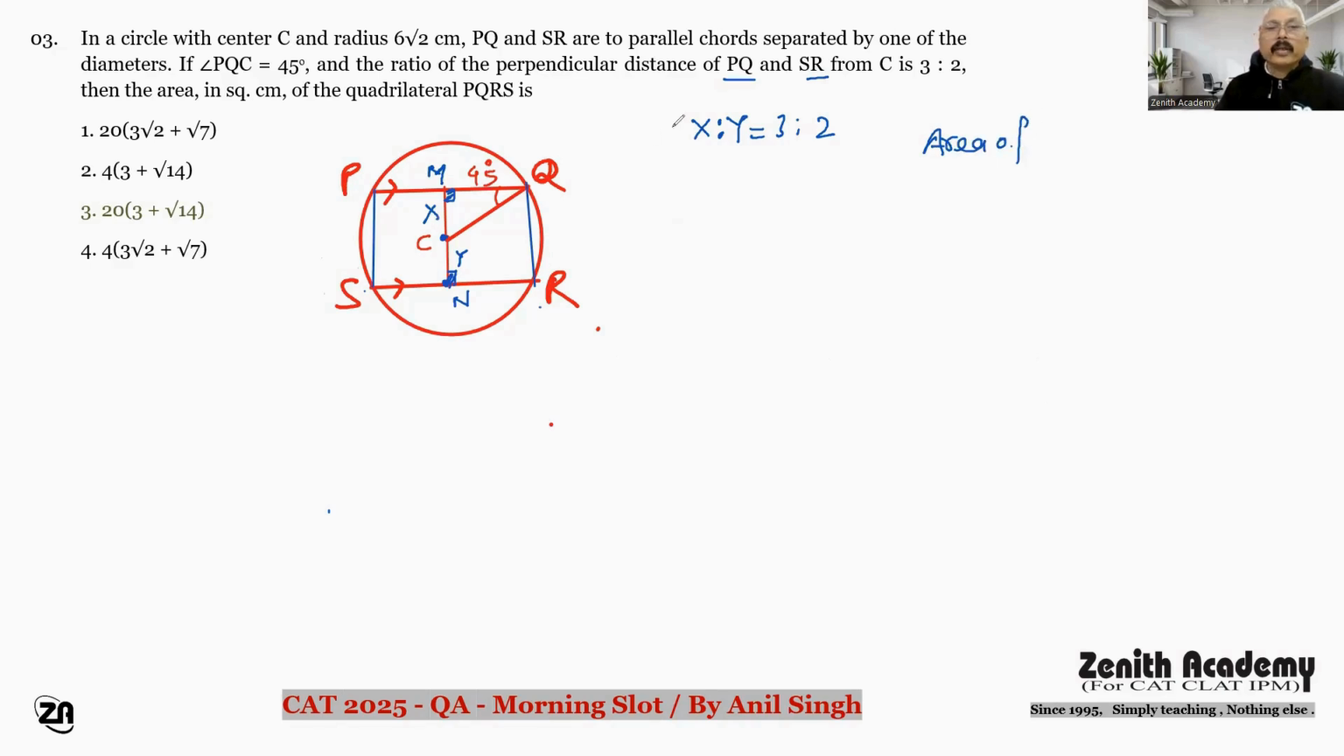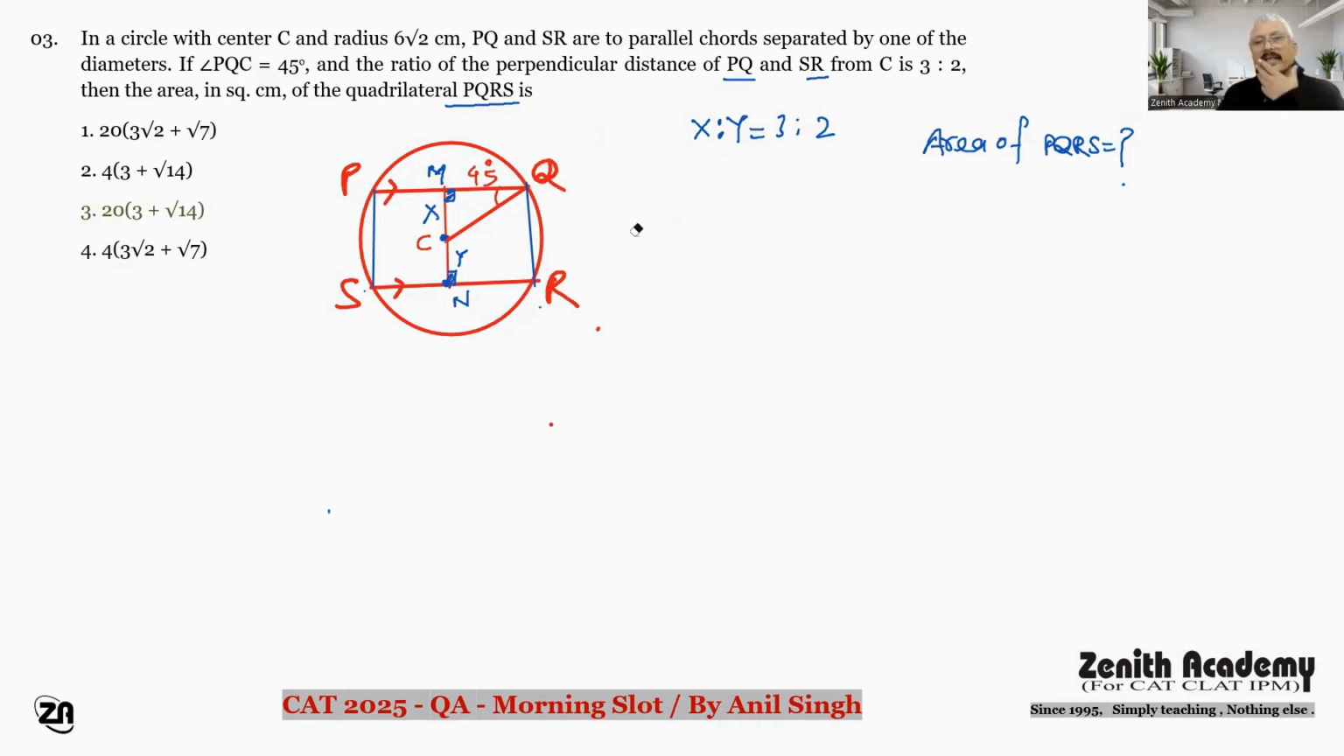Area of quadrilateral PQRS is to be found out. So this is the quadrilateral and this is the center. Everything is clear. And CM and CN are the distances, like here it is.